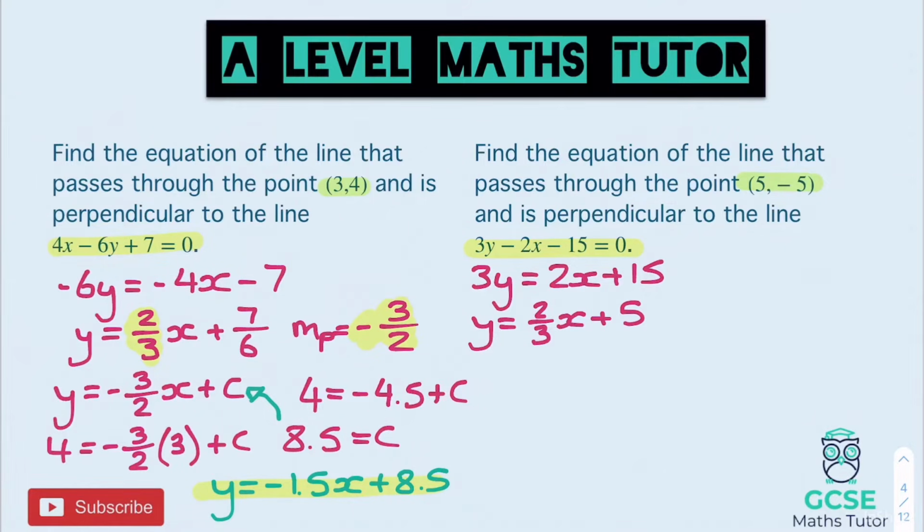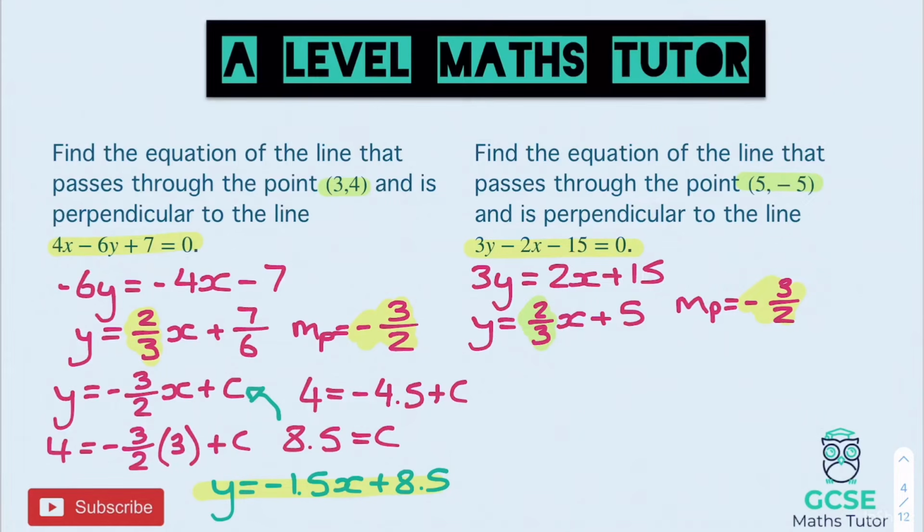There we go. So our gradient there is 2/3, the same as what we had before. And then we're going to flip that over. So our negative reciprocal here is going to be minus 3/2. There we go. And we just need to plug that into our formula again. So we've got minus 3/2.